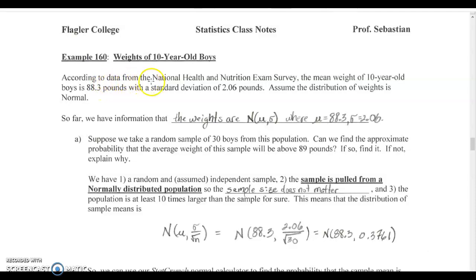According to data from the National Health and Nutrition Exam Survey, the mean weight of 10-year-old boys is 88.3 pounds with a standard deviation of 2.06 pounds. Assume the distribution of weights is normal.